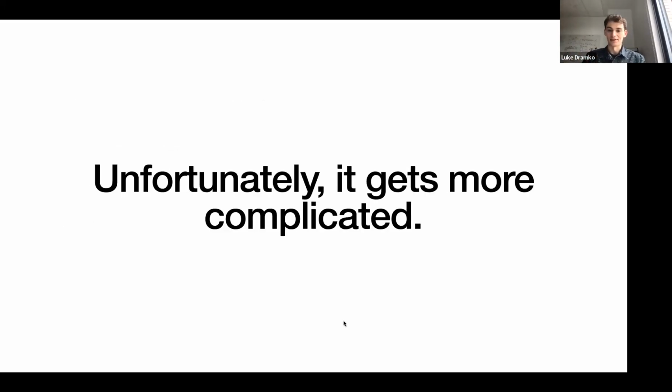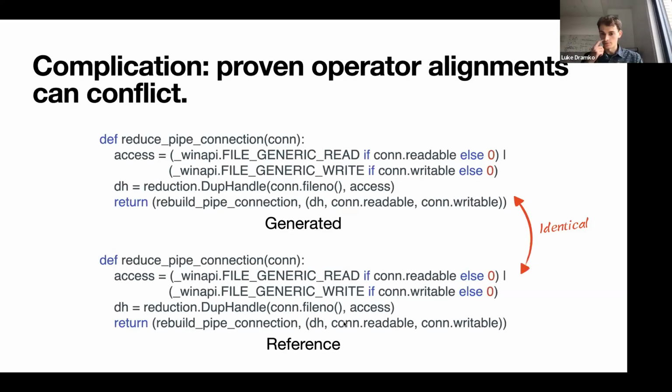So I have a slide for that. Unfortunately, it gets more complicated. Here's an example of some hypothetical generated code and hypothetical reference code. It's kind of a motivating example. And these two are exactly identical. So we would expect that these two align perfectly because textually they are completely identical.